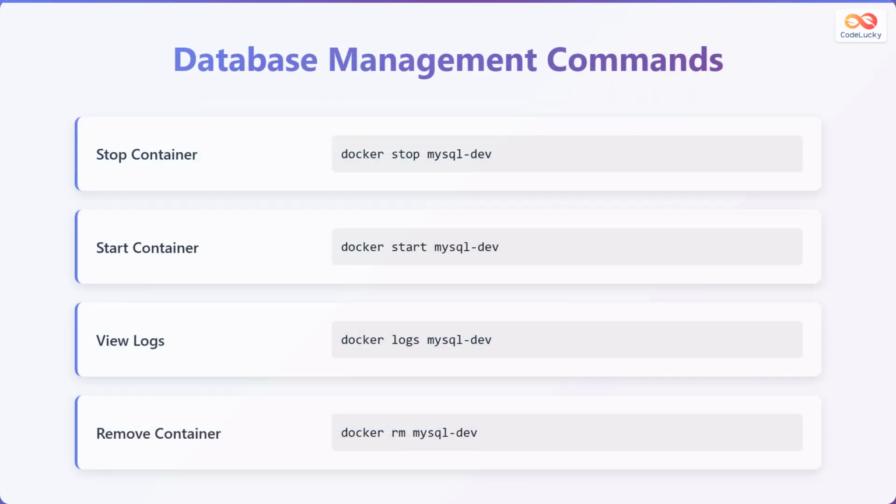Let's explore some essential database management commands. To stop a container, use the command docker stop followed by the container name. To start a stopped container, use the command docker start followed by the container name. If you need to view the logs of a container, use the command docker logs followed by the container name. And finally, to remove a container, use the command docker rm followed by the container name.